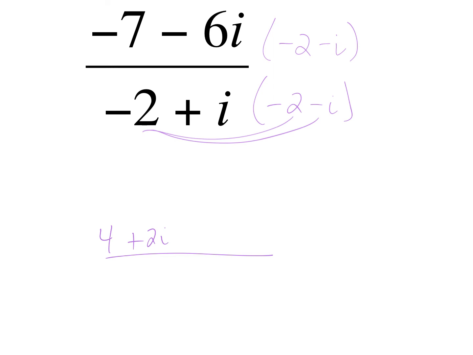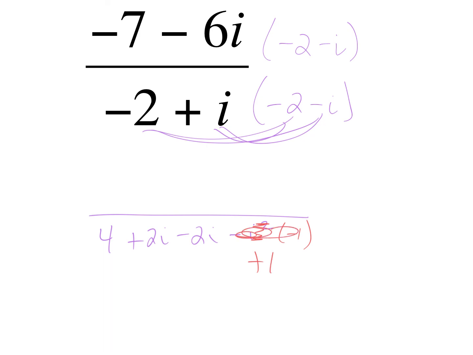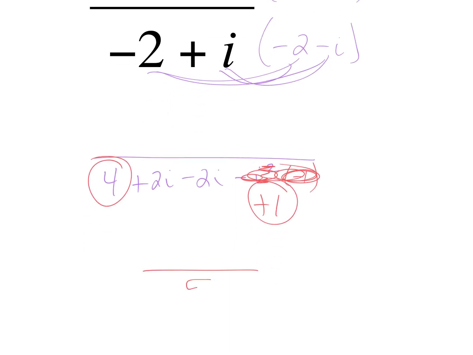Sorry, I meant to put it in the denominator. So i times negative 2 is minus 2i. And i times negative i is negative i squared. So think about this, guys. Negative i squared is the same as what number? Negative 1, right? So if you have minus a negative, what does this become? Plus 1. Sometimes it's hard when there's no number in front. So when you combine your reals, 4 plus 1 is 5. And what happens with two i's? They cancel out, which is what we need.